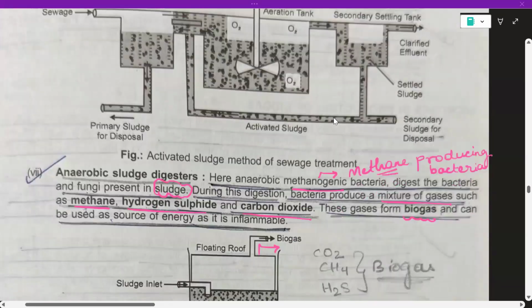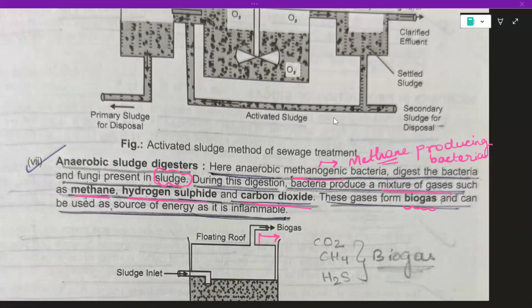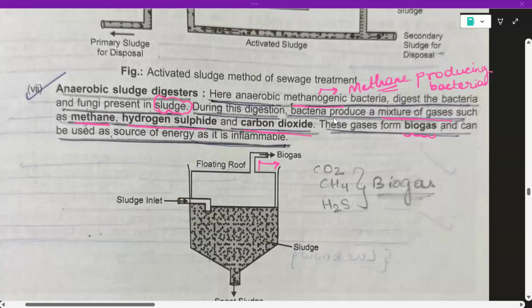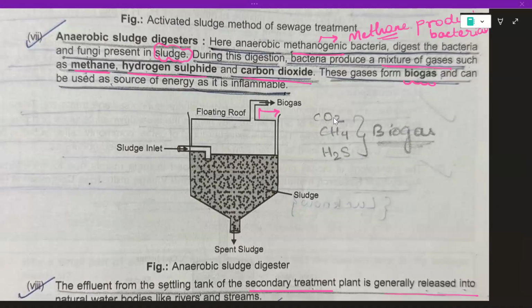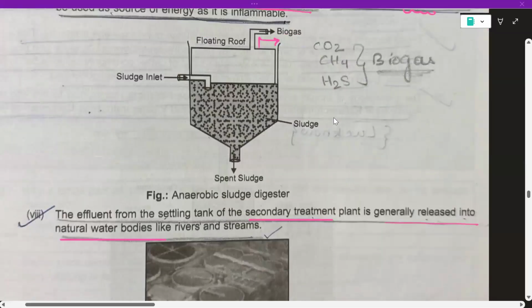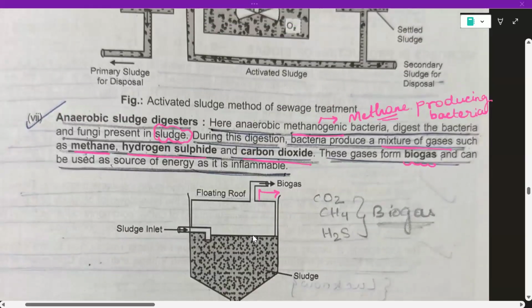Now, in the anaerobic sludge digester, there are methanogenic bacteria, meaning bacteria that have the capability to produce methane. These bacteria digest the sludge and produce methane gas, hydrogen sulfide, and carbon dioxide, which is called biogas. Now, this biogas is inflammable, meaning if you light it, it can catch fire, and that is why it can be used as a source of energy. Is it clear, students, up until now? Yes, ma'am.